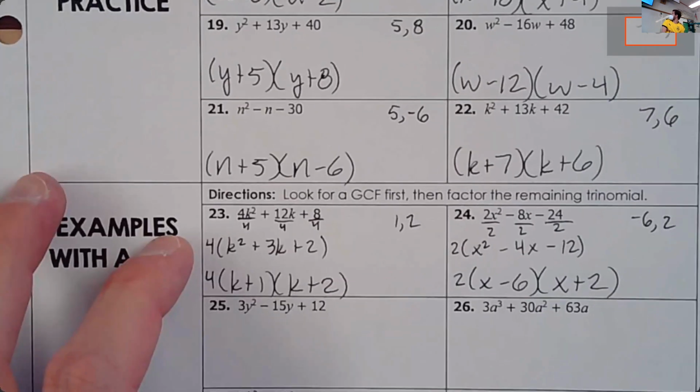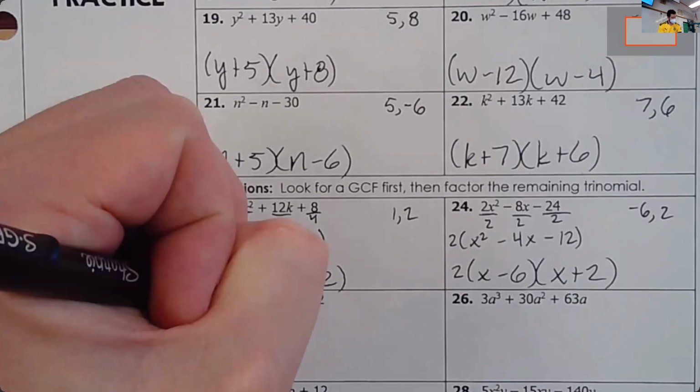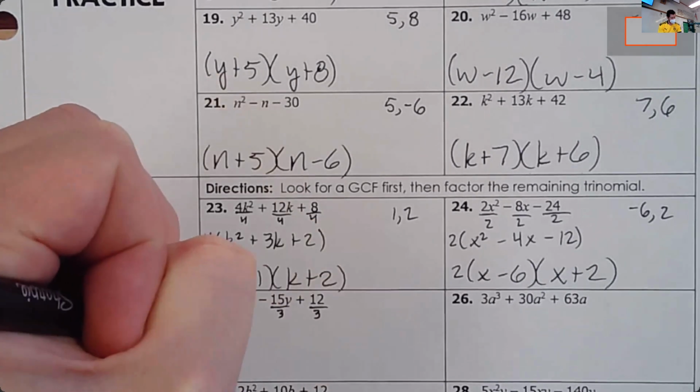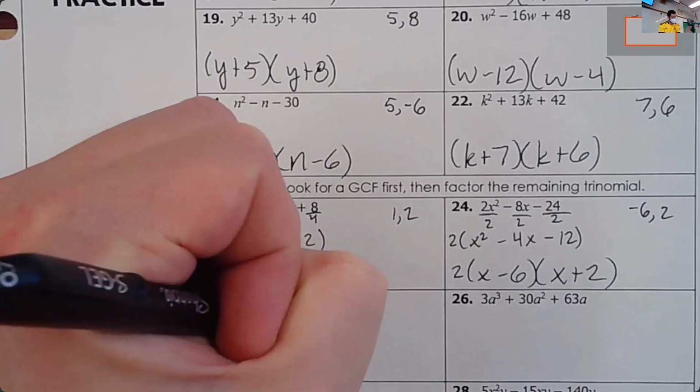Problem number 25 is next. What can we divide out of all 3 of those on 25? 3, yeah. These are each divisible by 3. So we'll factor out a 3 from everything first. And that'll give us 3 times y squared minus 5y plus 4.